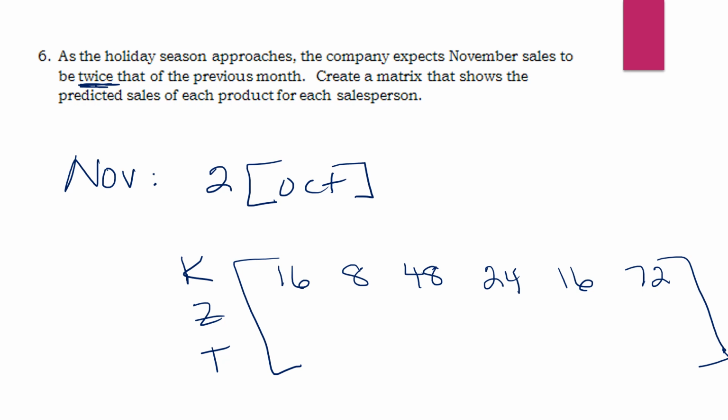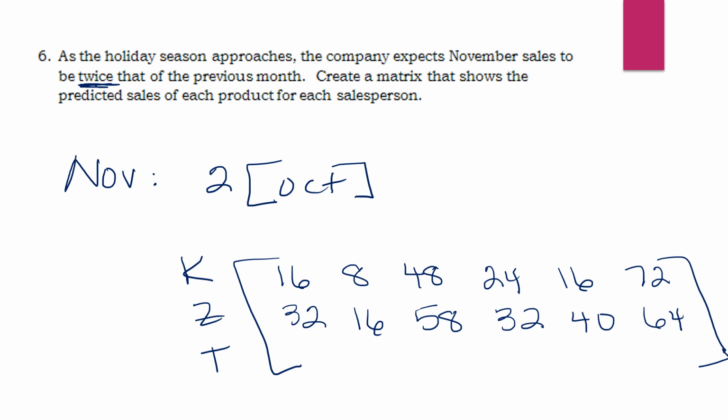Zhang had 16 packages of nuts in October, so in November it would be 32. 8 packages of jerky doubles to be 16. 29 jars of jam rolls up to be 58. Holy cow. 16 snack packs doubles to be 32. 20 gift packs doubles to be 40. And 32 family packs doubles to be 64.